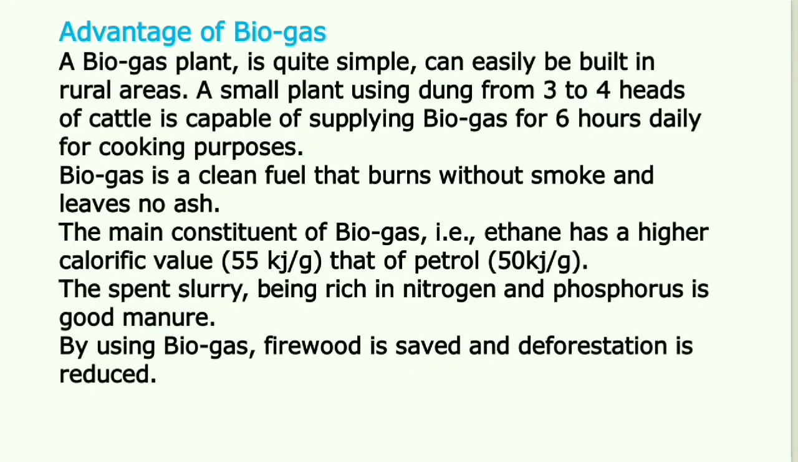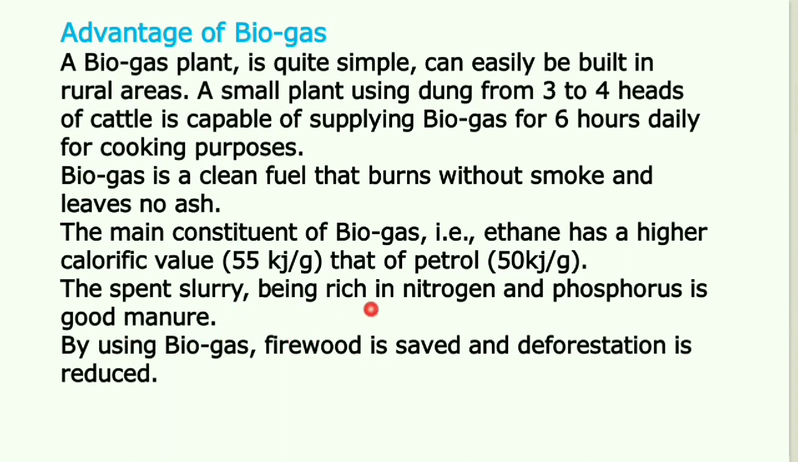What are the advantages? A biogas plant is quiet, simple, and can easily be built in rural areas. A small plant using dung from 3 to 4 heads of cattle is capable of supplying biogas for 6 hours daily for cooking purposes. Biogas is a clean fuel that burns without smoke and leaves no ash. The main constituent of biogas, methane, has a higher calorific value than that of petrol. The spent slurry, being rich in nitrogen and phosphorus, is a good manure. By using biogas, firewood is saved and deforestation is reduced.